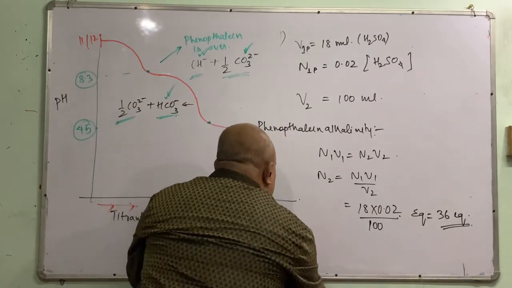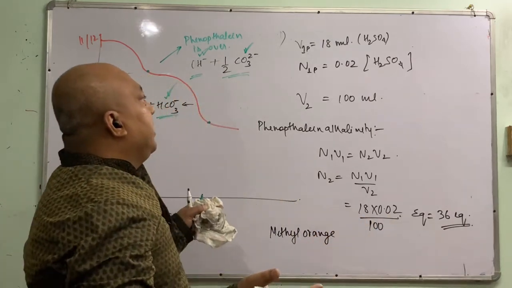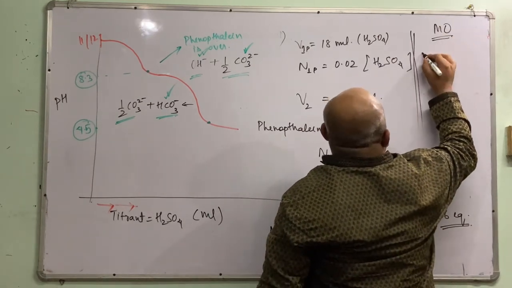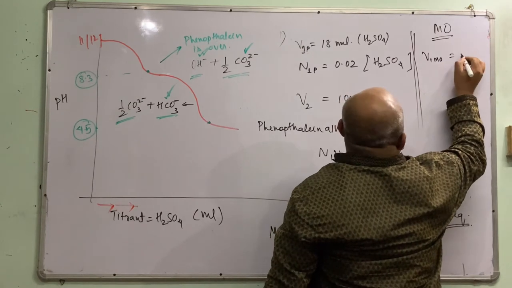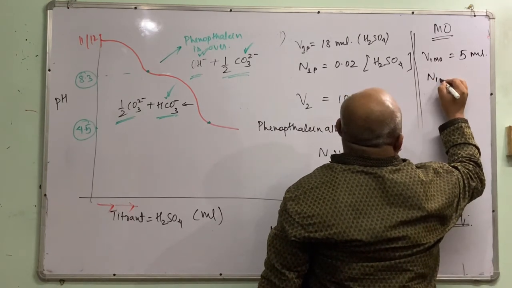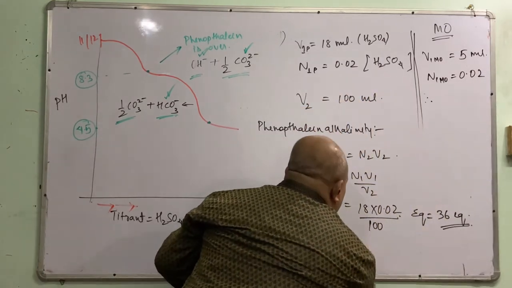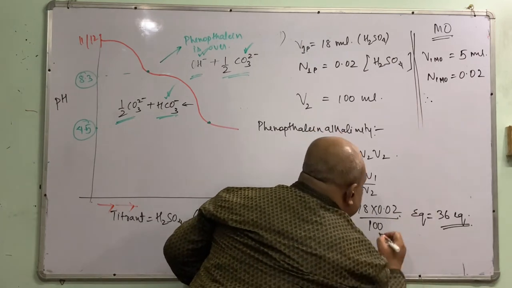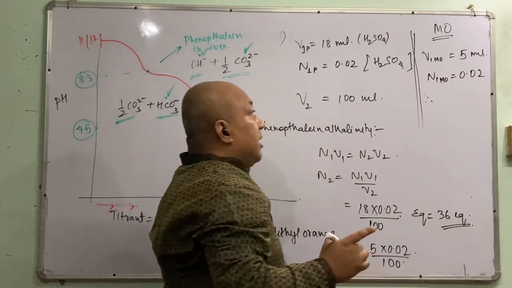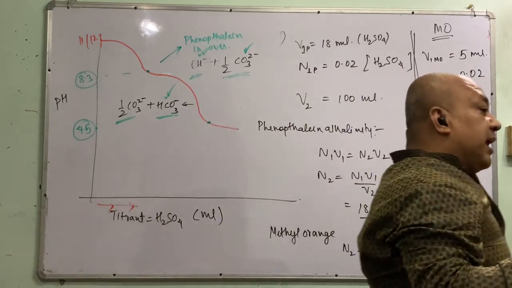Next is for methyl orange. Similarly, let's say V1 for methyl orange is 5 ml consumed, and N will be the same. The titrant is the same. Therefore, N2 is equal to 5 into 0.02 divided by 100. Okay, is it going to be 100? If the experiment is fresh, then you can consider it as 100.